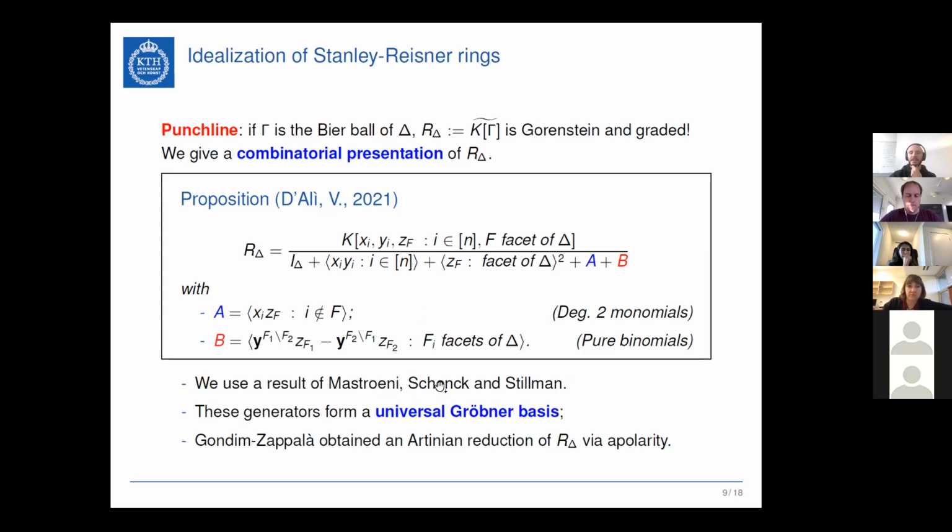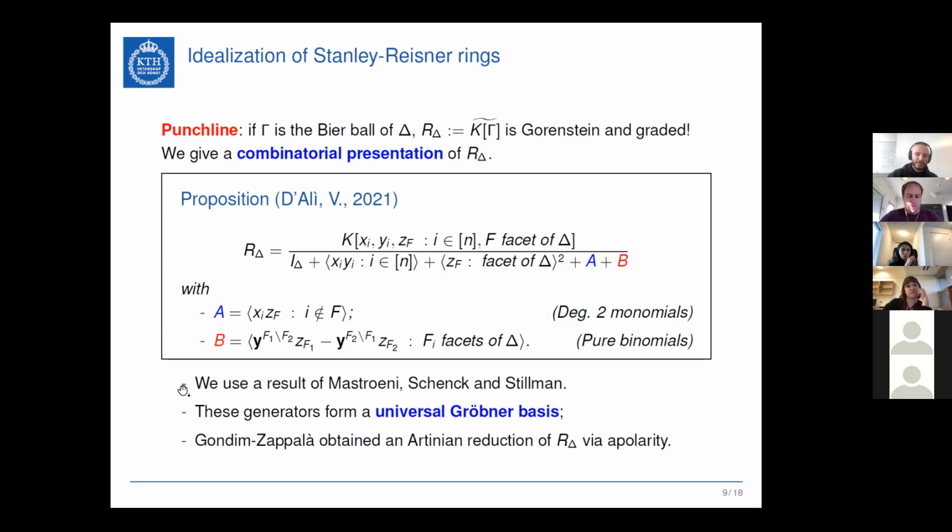They consider idealization for other purposes and gave a general description, which we translate into the language of the Stanley-Reisner ring and obtain this presentation. These generators are actually very nice. They form a universal Gröbner basis, not only a Gröbner basis, but a universal one for every term order.